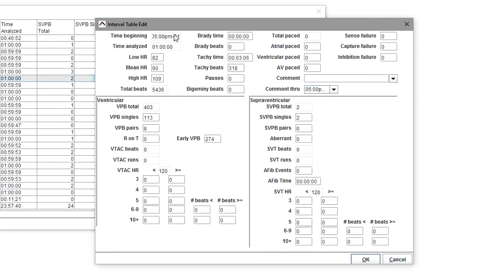Those fields include the time of day of the start of the interval, the time analyzed, the total number of beats, total paced beats, total VPB count, total VTach runs, total VTach beats, total SVPB count, total SVT runs, total SVT beats, and the VTach and SVT heart rates. The total beat counts are not editable because they are calculated from other field data present in the table. As you make changes to other fields, the total counts change appropriately. To save your changes and exit, click OK. To exit without saving changes, click Cancel.